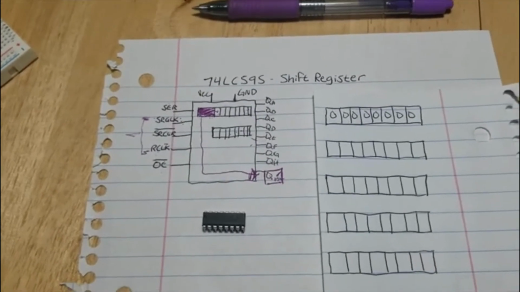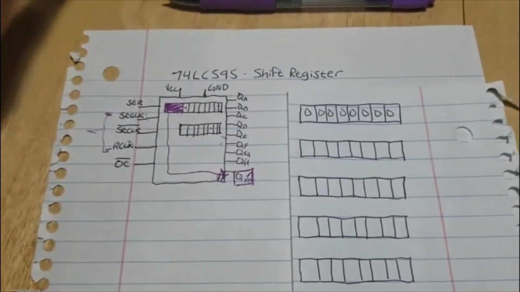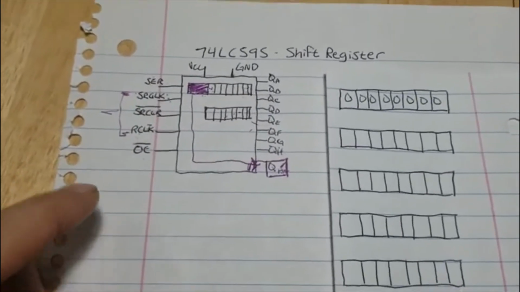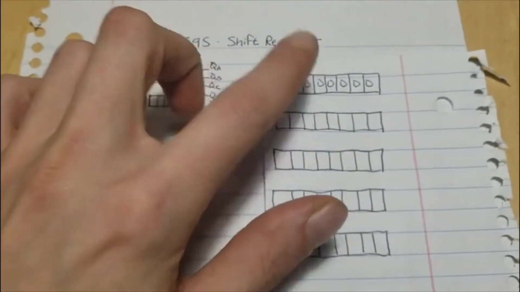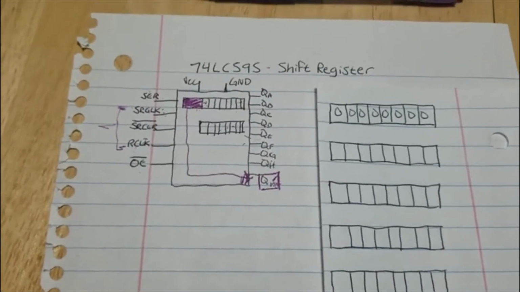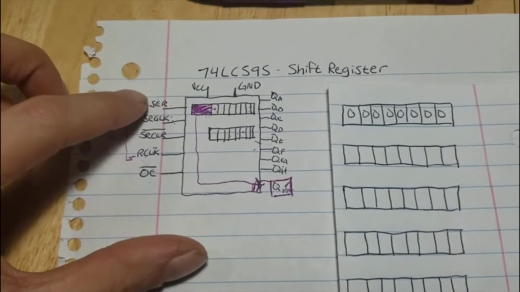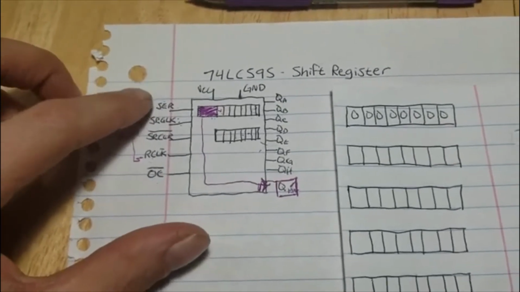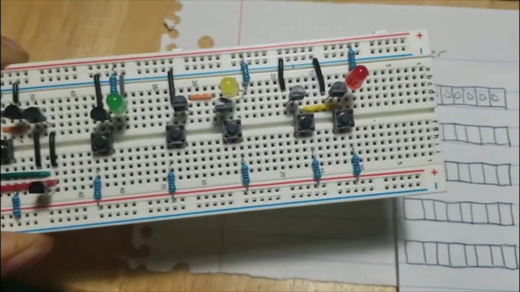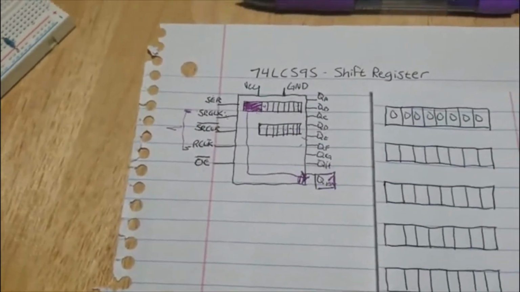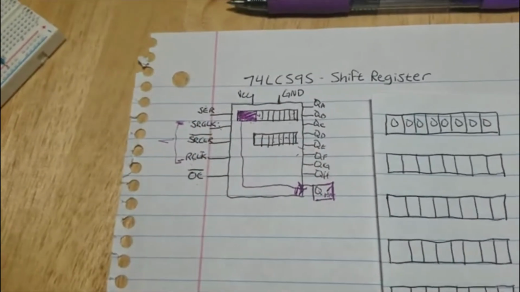74LC595 shift register. And what this thing does is, internally, it's got 8 bits of memory here, just like that too. And basically the idea here is that you can give this chip ones and zeros as information. Not that much different than how we gave ones and zeros to our logic gates. And it's going to give you some kind of output as a result.